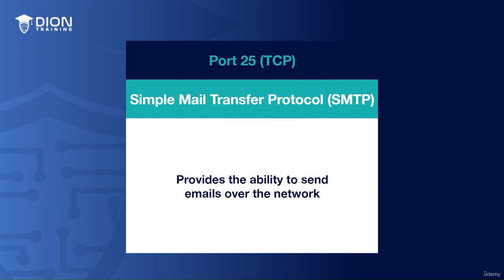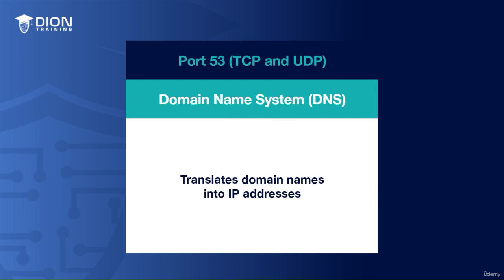Next one we have is port 25. Port 25 is used for SMTP or the Simple Mail Transfer Protocol and is responsible for sending emails over port 25 using TCP. Port 53 is going to be used for DNS or the Domain Name System. This is going to be used to translate domain names into IP addresses, and it functions over port 53 using both TCP and UDP connections.